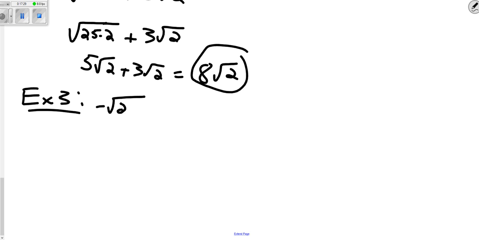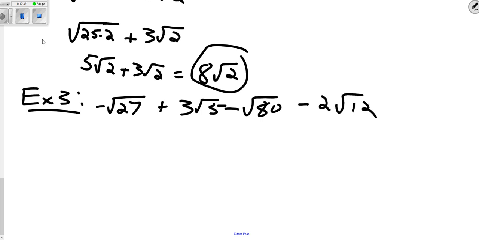Negative root 27 plus 3 root 5 minus root 80 minus 2 root 12. A lot going on there. It's a busy salad. Here's the salad. It's not the same. Now, can we manipulate those?